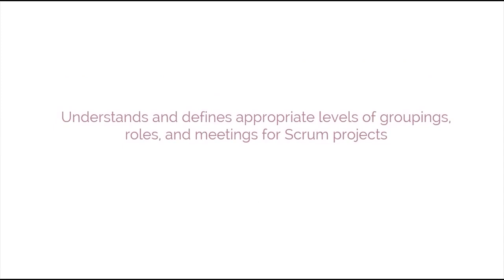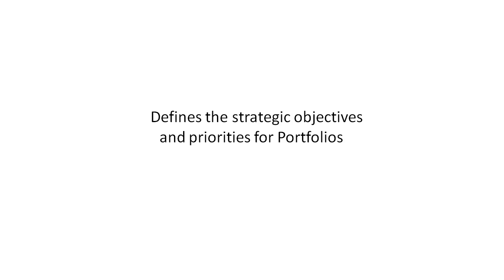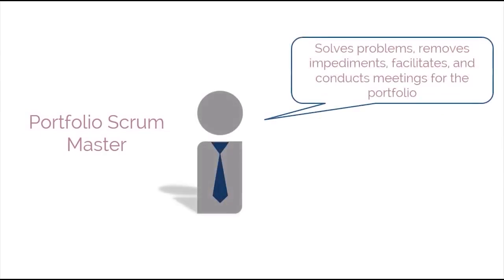Similar to a project, in portfolios, one of the important roles for managing Scrum is that of a portfolio product owner. He's someone who defines the strategic objectives and priorities for the portfolio. The portfolio Scrum Master is the next role. He or she solves problems, removes impediments, and facilitates and conducts meetings for the portfolio.